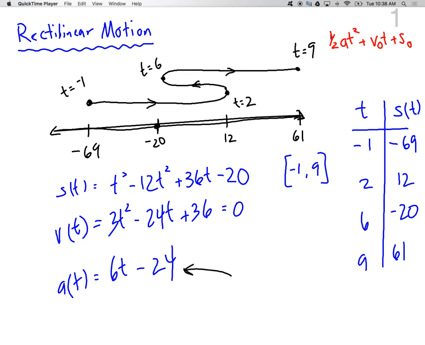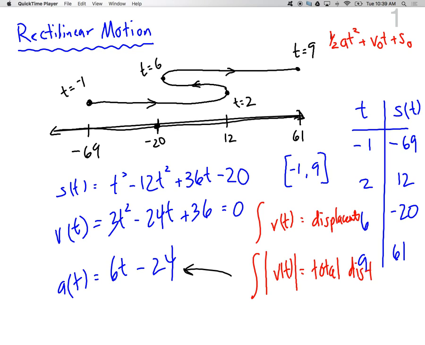So if the schematic gets very complicated, that's too much work. So we can use a little snippet here, and that is the following chunk of information. If you take the antiderivative of the velocity, you will get the displacement. If you take the antiderivative of the absolute value of the velocity, you will get the total distance. That's most likely going to be helpful when you're doing fnInt, because realistically speaking, we haven't done any integrals involving absolute value.